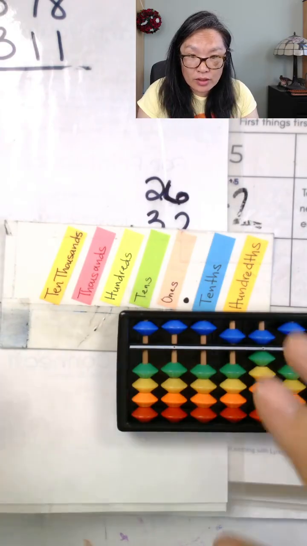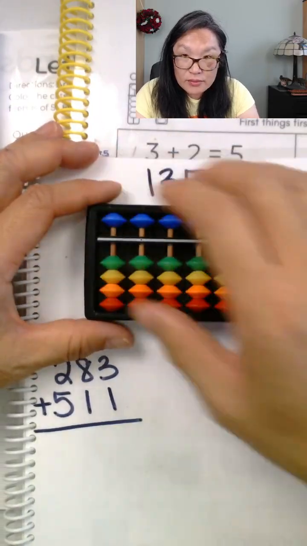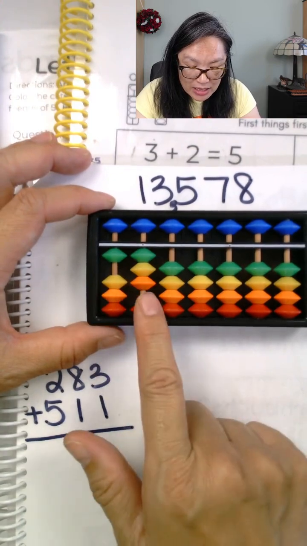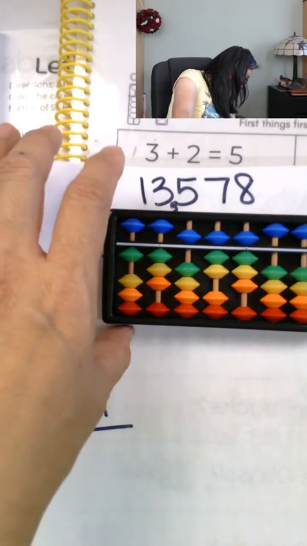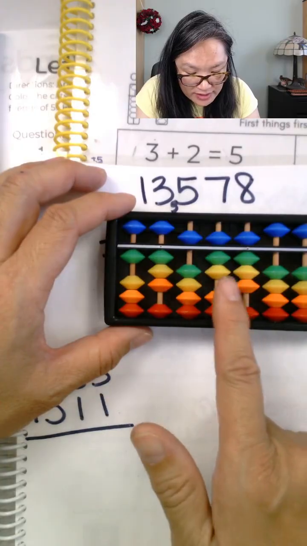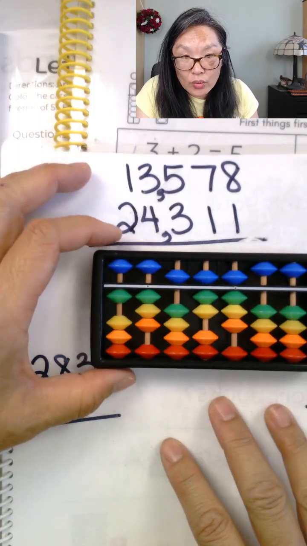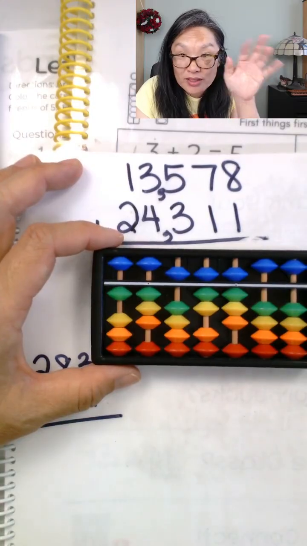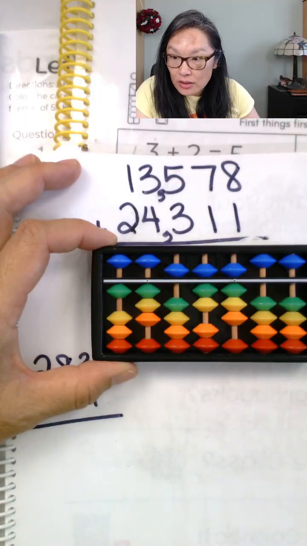So let me do one more question. This one is going to be crazy. So we have 13,578. When we look at it, this is my number. I don't want to make friendly numbers on this. I don't know how to make friendly numbers for this. But what's going to happen? Can we add the 2? Yes, we can add the 2.